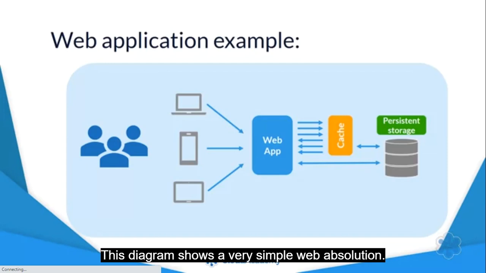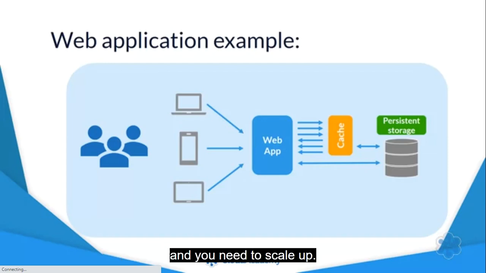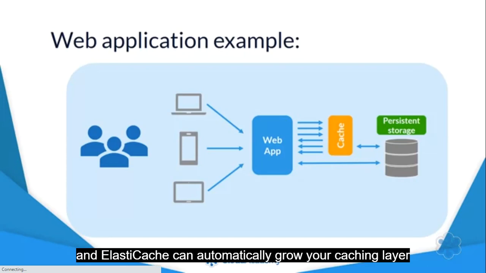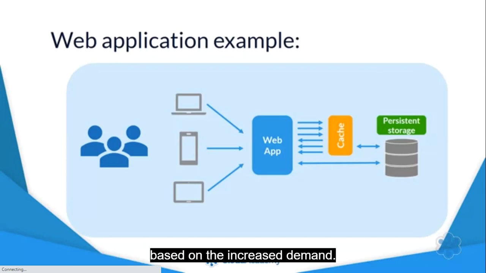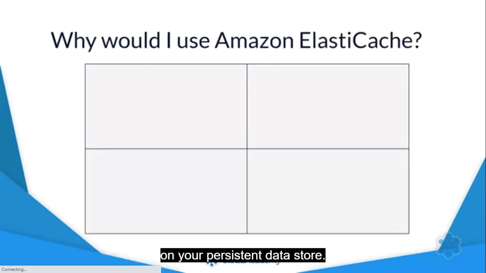This diagram shows a very simple web app solution. Now imagine that your app becomes more popular and you need to scale up. Adding more web servers is not that difficult, but vertically scaling a persistent data store, such as a relational database, is usually more complicated. That is where an in-memory caching layer can really make a difference. You can add more web servers, and ElastiCache can automatically grow your caching layer based on the increased demand. This can eliminate or reduce the need to scale up on your persistent data store.